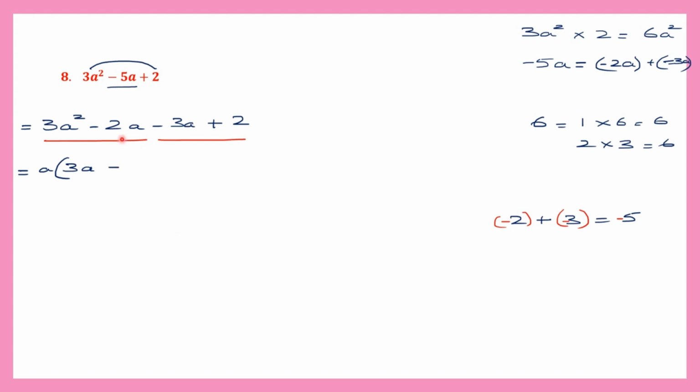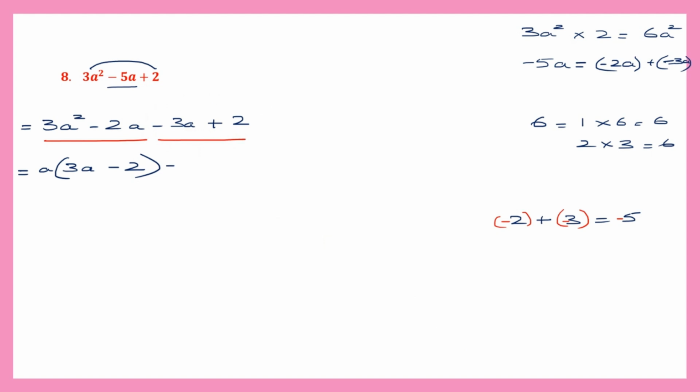And now from 2a, 2a is removed. So I have only 2. I can put that 2 here. Right. Now here again, I need to get 3a minus 2 when I factorize this also. So let's do that. So here I'm going to put a minus sign here.